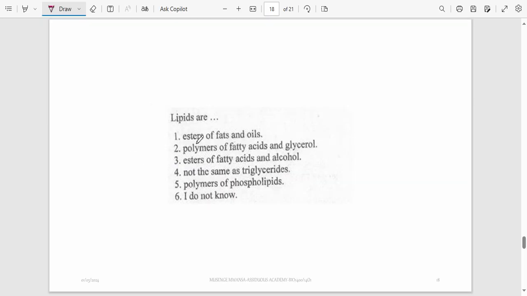Lipids are esters of fatty acids, fats and oils, polymers of fatty acids and glycerol, esters of fatty acids and alcohol, not the same as triglycerides, polymers of phospholipids. Which one would you pick? What are lipids? The first thing we talked about.